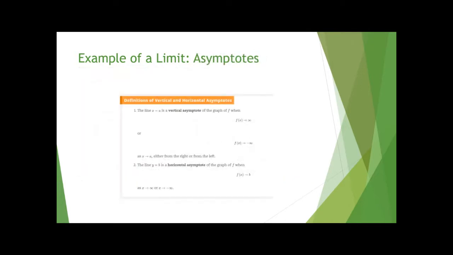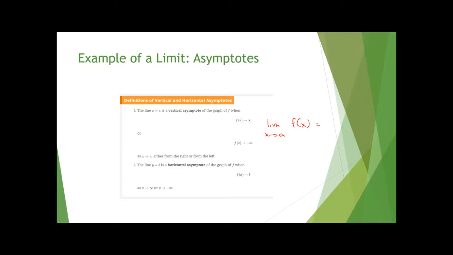Now let's look at this in terms of asymptotes. So we used this notation a little bit with asymptotes as well. When we're talking about vertical and horizontal asymptotes, the line x equals a is a vertical asymptote of the graph of f when f of x goes to infinity or f of x goes to negative infinity, as x goes to a from either the right or the left. So the limit as x went to some value a of our function either went to positive or negative infinity.